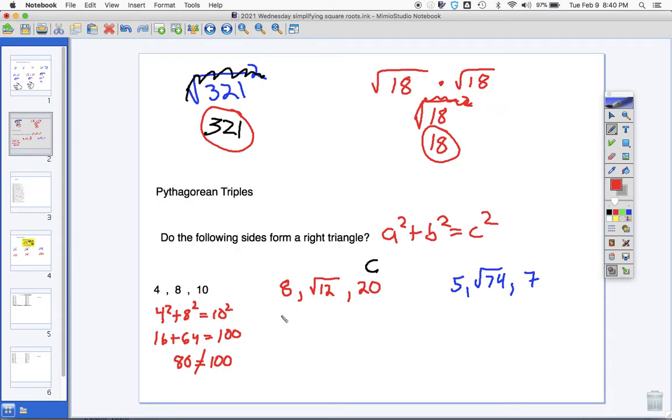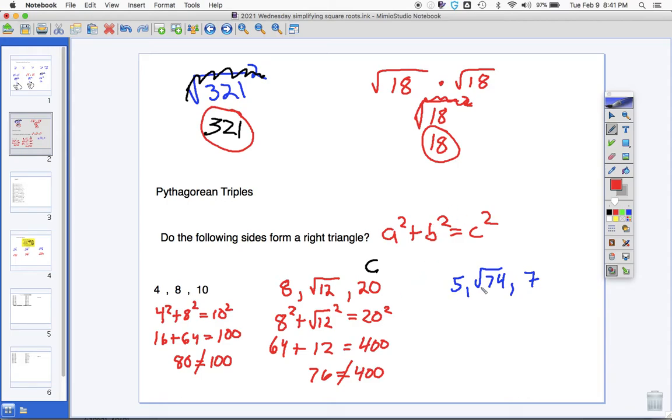Again, it doesn't matter what A and B is. So we've done these. We just got tested on that. Square root of 12 squared plus 8 squared equals 20 squared. Okay, 8 squared is 64. And what we just learned about, whenever you square a square root, it kind of cancels each other out. They both kind of disappear. You're just left with 12 equals 20 squared, which is 400. And 64 plus 12 is 76. And obviously 76 is not 400. This will not be a right triangle.